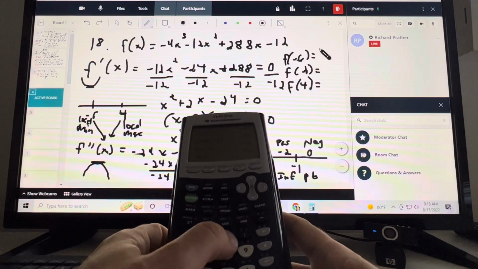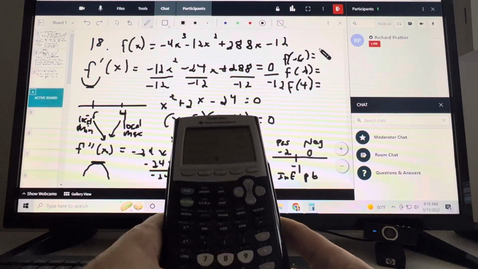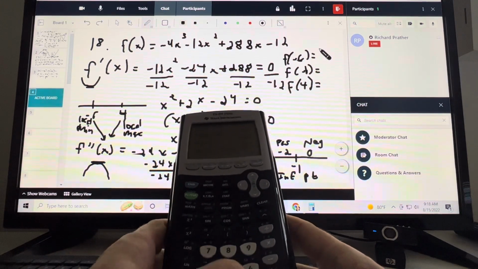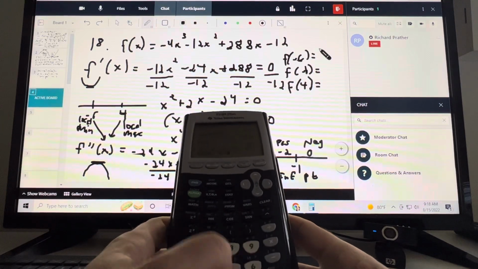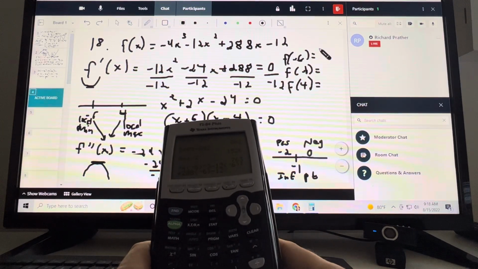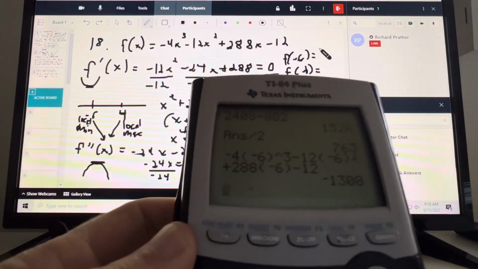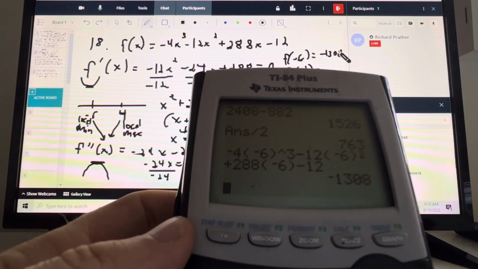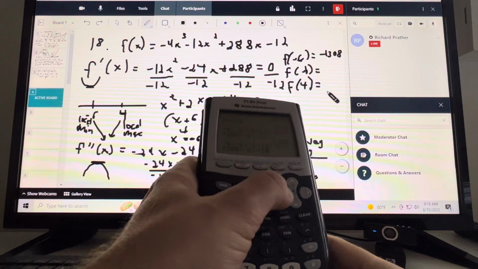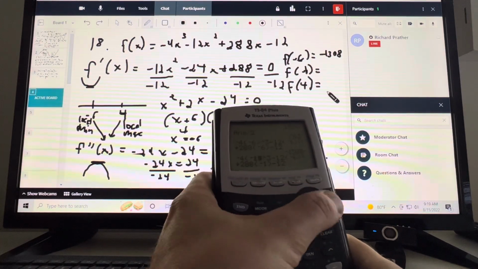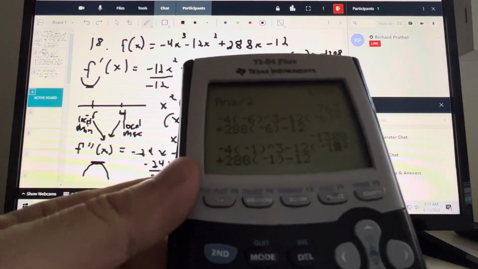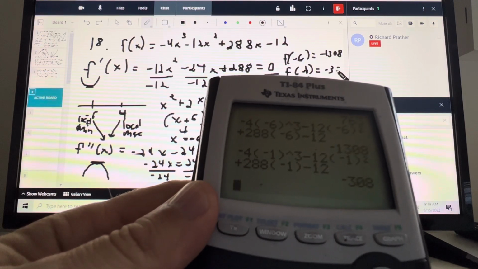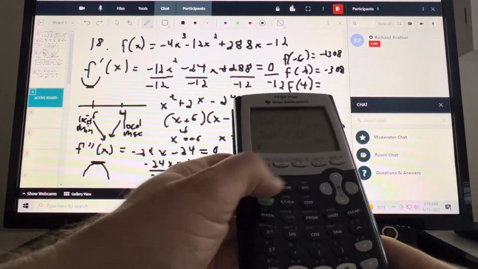So -4 times -6 to the 3rd power minus 12 times -6 squared plus 288 times -6 minus 12. This is supposed to be a local minimum of -1308. Then if I repeat that for -1, -308 is the inflection point, the y value of the inflection point, and then finally do it for 4.